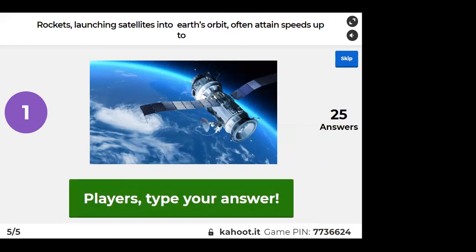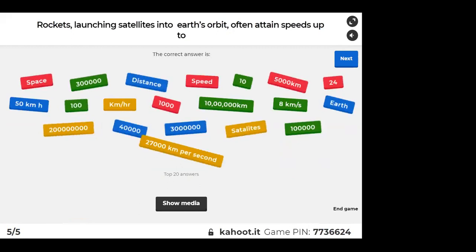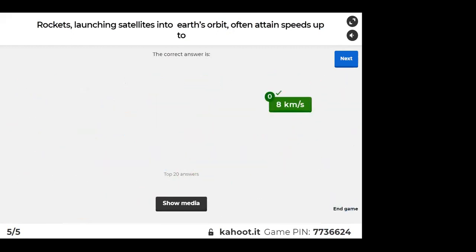This is something that you should know, right? So most of you don't know it, so write it down. No, the answer again, all of you are wrong, I guess. It is 8 kilometer per second. Okay, everyone, you should write it down. 8 kilometer per second, right? So rockets launching satellites should have 8 kilometer per second to go to Earth orbit. Yes, kilometer per second. That's correct.